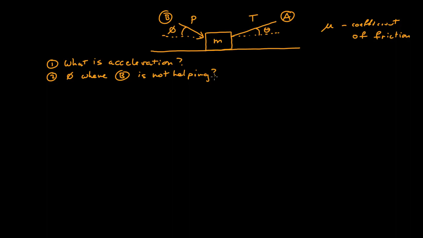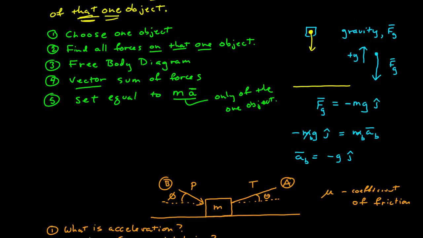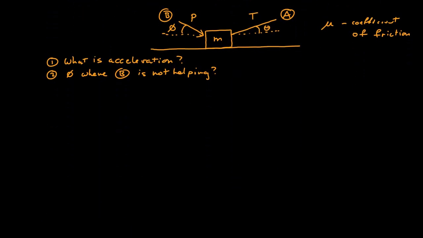So what does that mean? To understand this, we're going to have to do a Newton's second law analysis of this system. My first job is to choose an object, right? Choose one object. I think as the object, I'm going to choose the mass. Next, I need to find all the forces on this object. So what are the forces on this object?